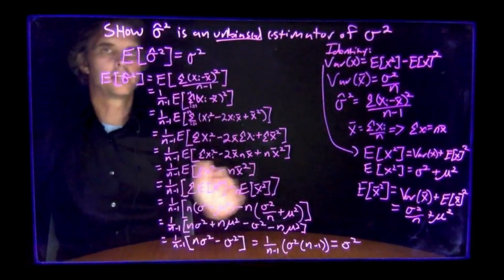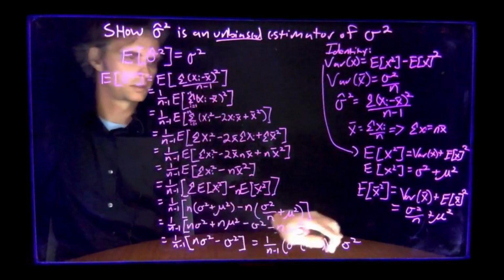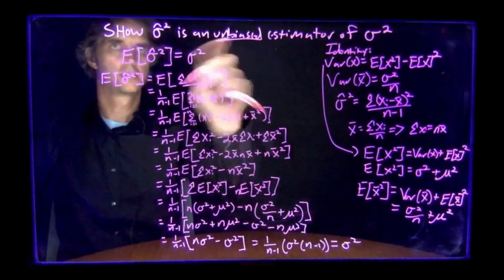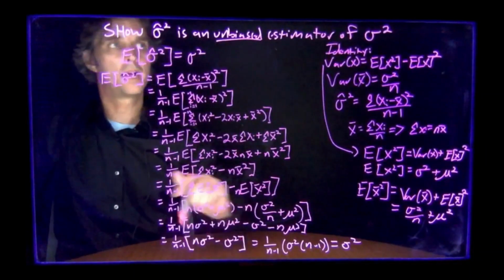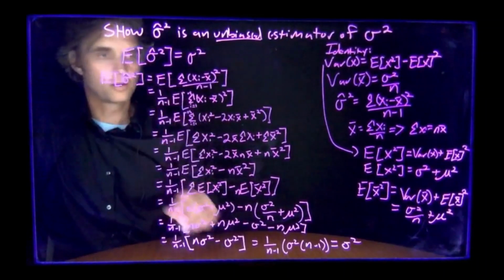Aha! So at the end of the day, I have the expected value of sigma hat squared equals sigma squared, which means sigma hat squared is an unbiased estimator of sigma squared. Nice job.